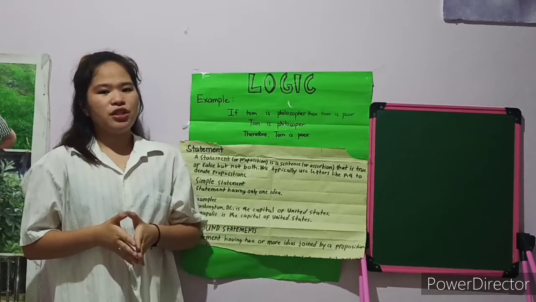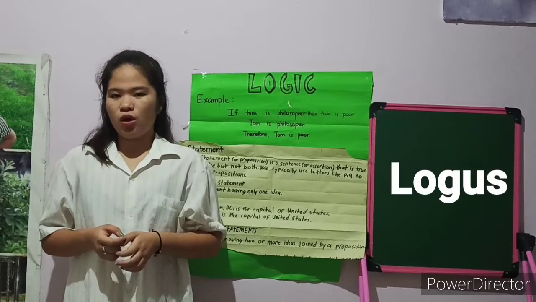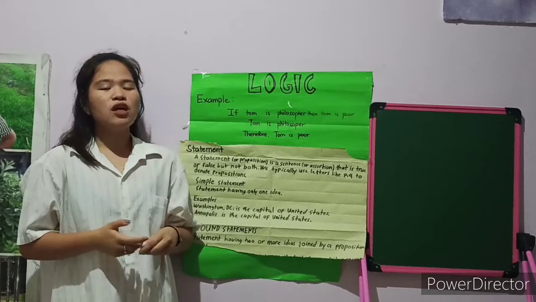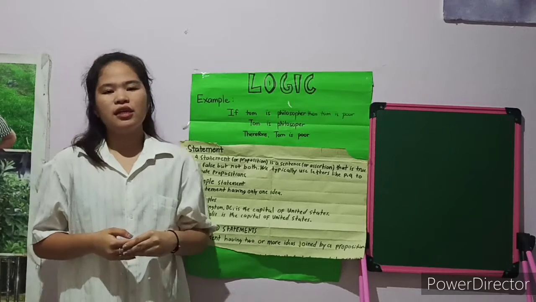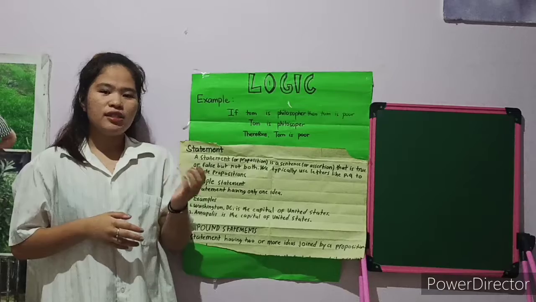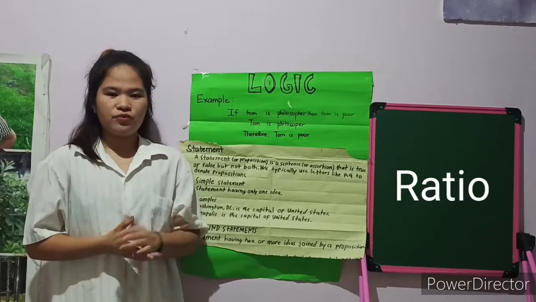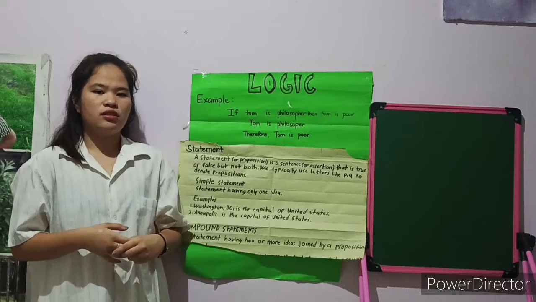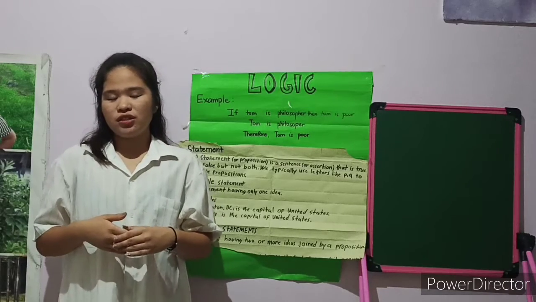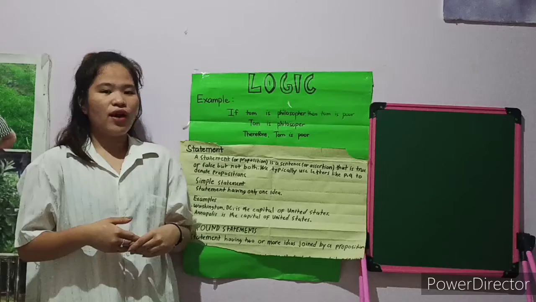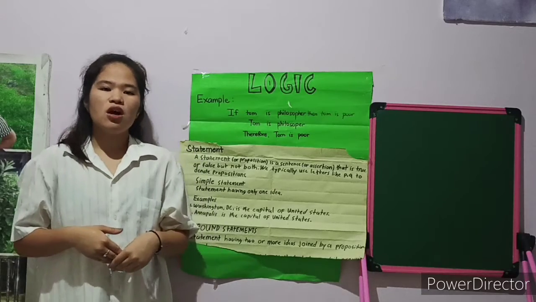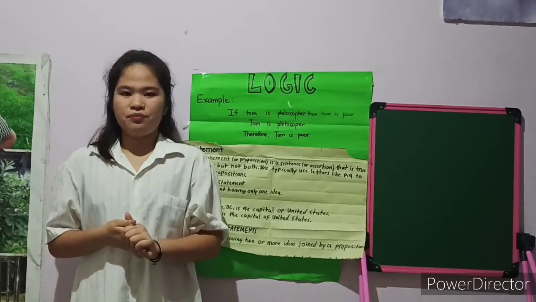The term logic came from the Greek word logos, which is sometimes translated as sentence, discourse, rule, and ratio. Of course, these translations are not enough to define the meaning of logic as it is used today.